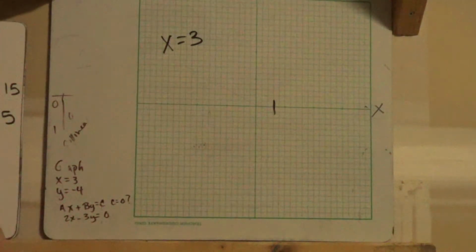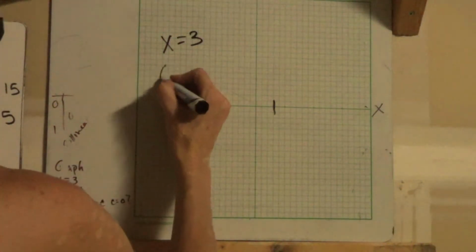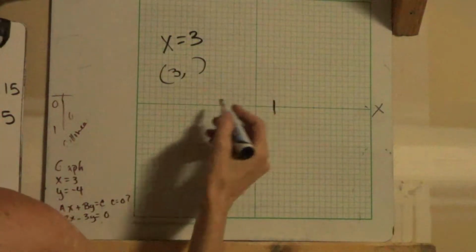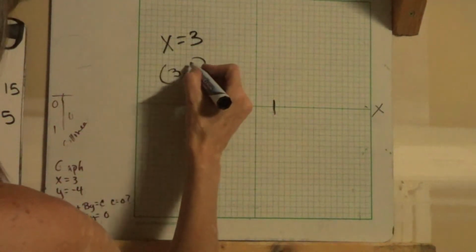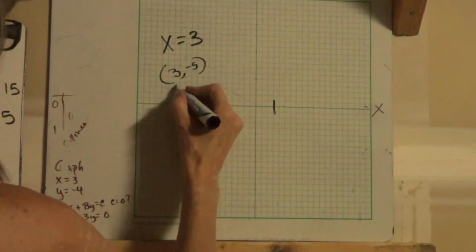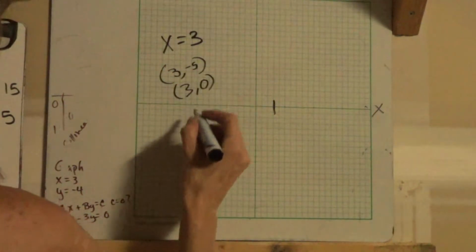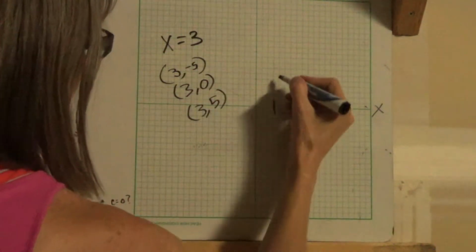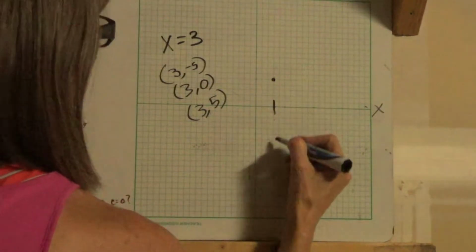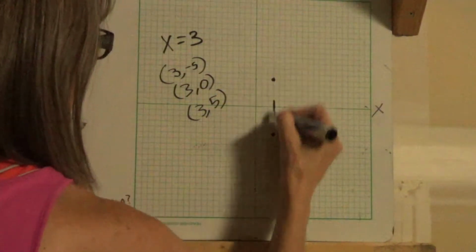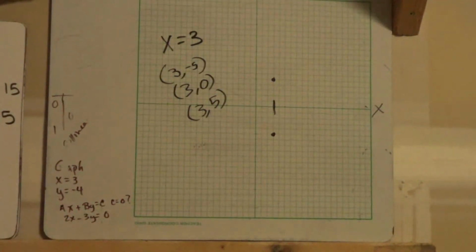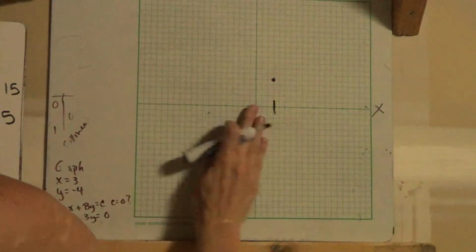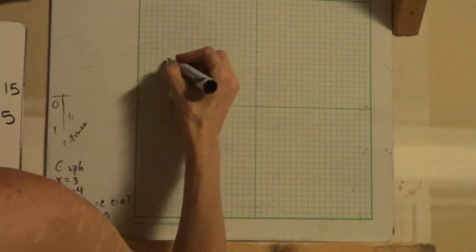Now let's make sense of this though. If we make up the points, x is 3, it doesn't matter what the y is, it doesn't affect it. Y could be -5, y could be 0, y could be +5. So at 3, 0, at 3, 5, and at 3, -5, there's the collinear lines, or points that line up for the line.